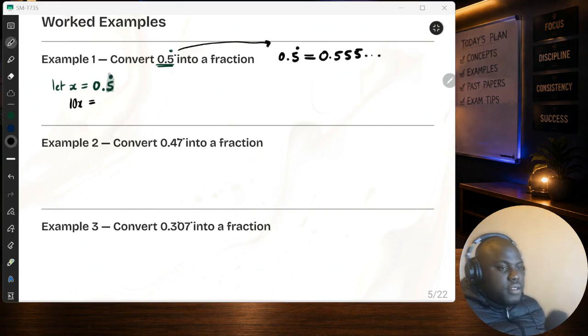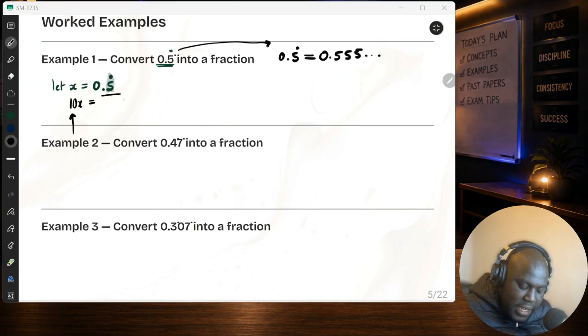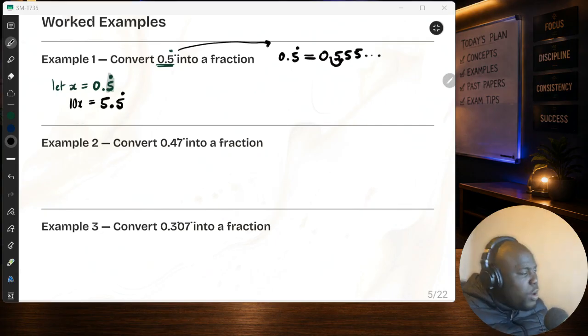If you have put a 10x, you move the comma 1 step. Since these are 5s that are recurring, when you move it 1 step, one of the 5s will come in front, and you still remain with 5s only. So it'll be 5.5 recurring, 5.555... That's the 10x. Well done. You have introduced a new version of x, which is correct. You looked at the number of digits that were recurring and you did it correctly.